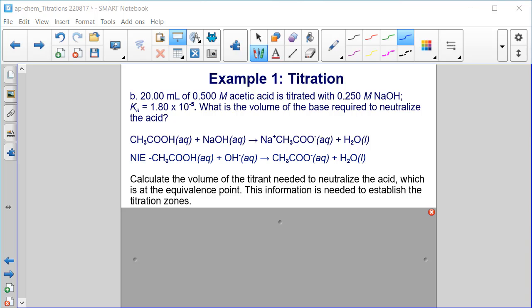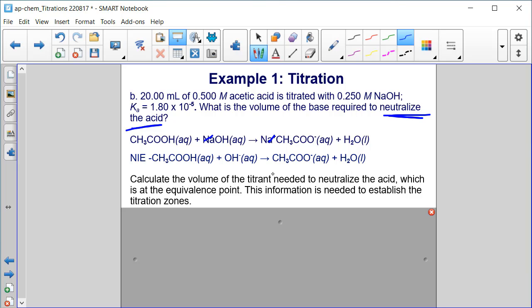All right, now that we've done our zone 1 calculation in part A, in part B, we are asked what is the volume of the base required to neutralize the acid. So remember that neutralization happens at the equivalence point, or zone 2. I've shown for reference the overall reaction between acetic acid and sodium hydroxide. And I've shown the net ionic equation because the sodium ion is a spectator. So overall we have acetic acid reacting with hydroxide, and in solution at the end we have water, right? There's the neutralization to form water, and then we have acetate ion left over.